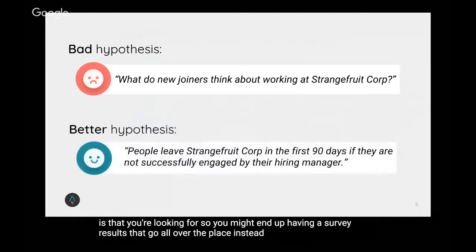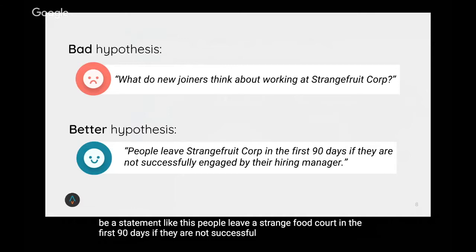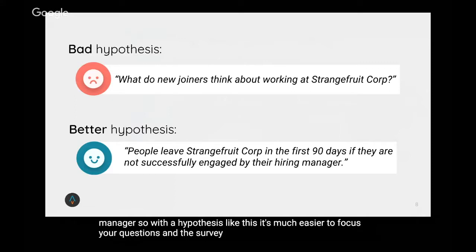Instead, a better hypothesis might be a statement like this. People leave Strange Fruit Corp in the first 90 days if they are not successfully engaged by their hiring manager. So with a hypothesis like this, it's much easier to focus your questions and the survey around this specific theory to prove or disprove what you're hypothesizing.